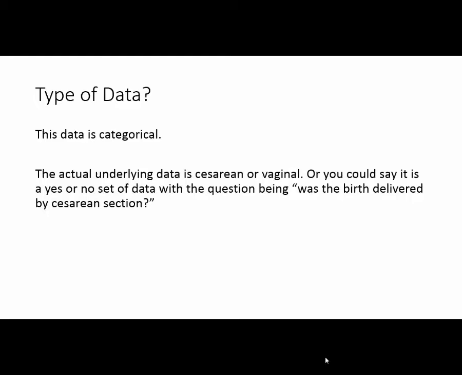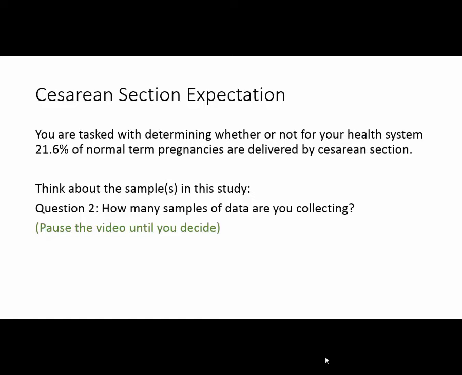That's right, this data is categorical. Now you might have been confused by that 21.6%, which is a number, but what you're really doing is recording yes or no. Was this birth cesarean? And that would be a yes or no. That's categorical data. Then you will figure out what percent of your categorical data was in the yes category.